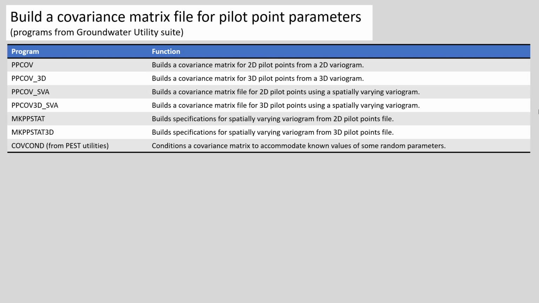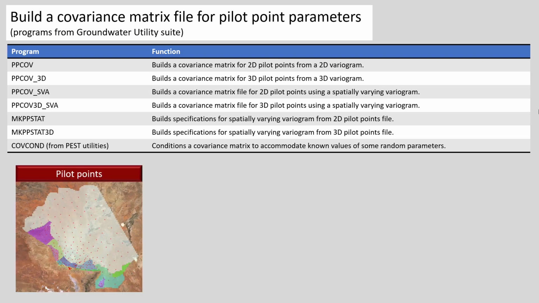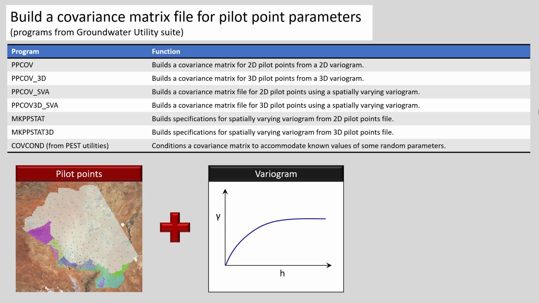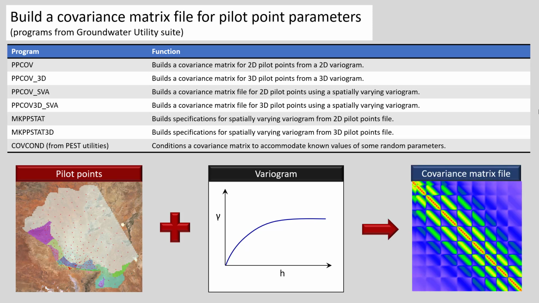Prior covariance matrices for pilot point parameters or other spatially distributed parameters can be built using the PPCOV family of utility programs, along with their supporting programs which are listed on the screen. All of these programs belong to the PEST Groundwater Utility Suite, and the tutorials which I've linked to previously on the PPCOV provide you an introduction to how to use them and how to actually translate real-world information into prior covariance matrices for spatially distributed parameters. These essentially work on the idea of using a variogram to describe the geostatistical distribution of parameters through either space or time, and to create a covariance matrix.